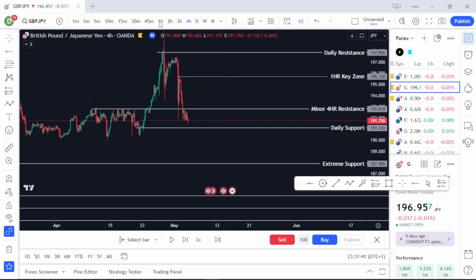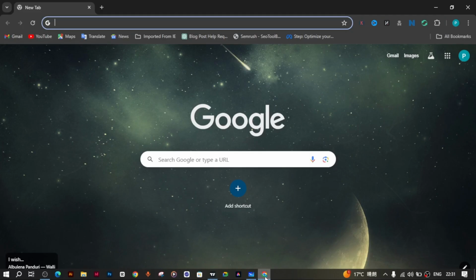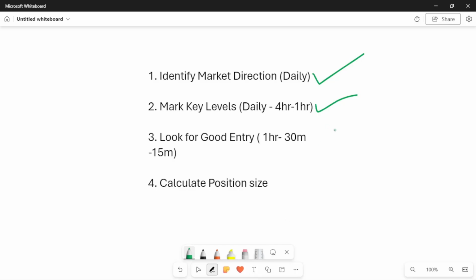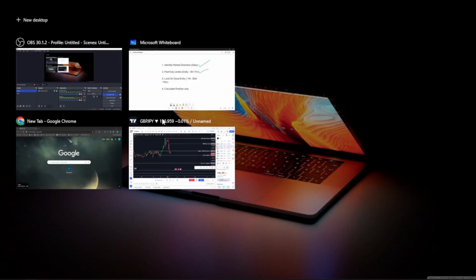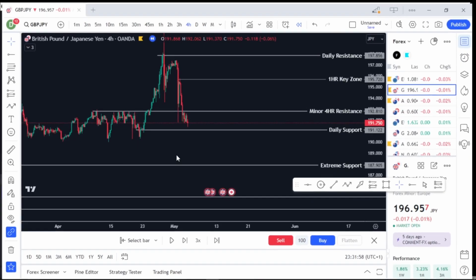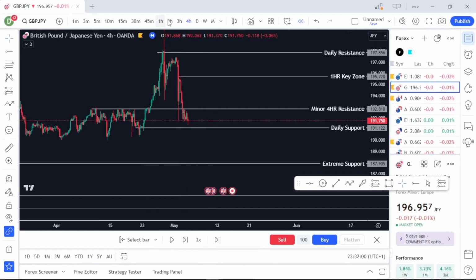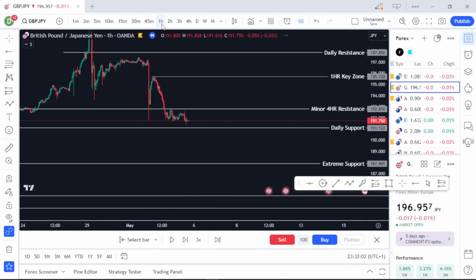So now that we have this right now, it's time for you to look for your entry opportunity. For that, the rule says we should be looking between 1 hour to 15 minutes. So for that, let's go back into our charts. Sorry, let me go back to the chart. Okay, so now let's go over to the 1 hour time frame to look for our entry opportunity.